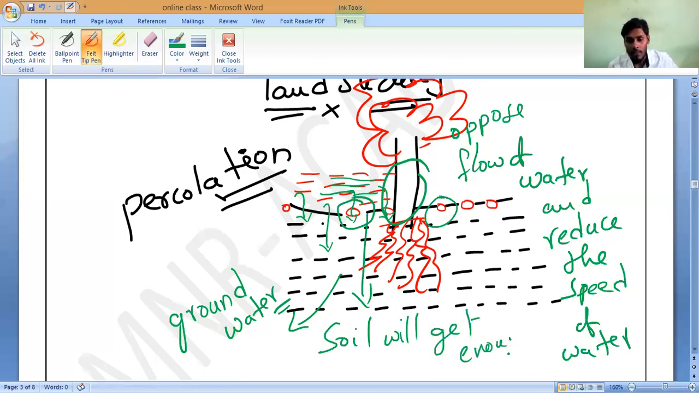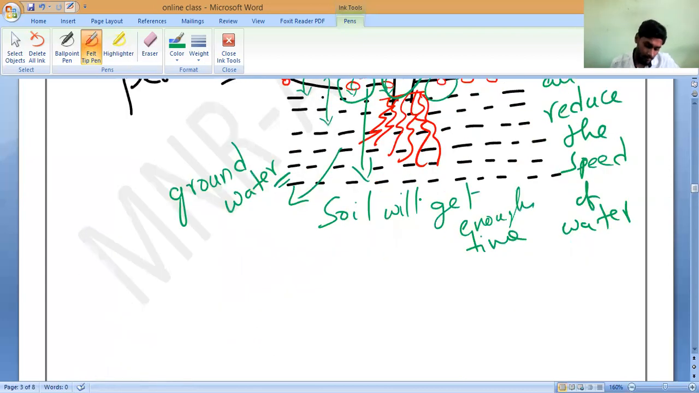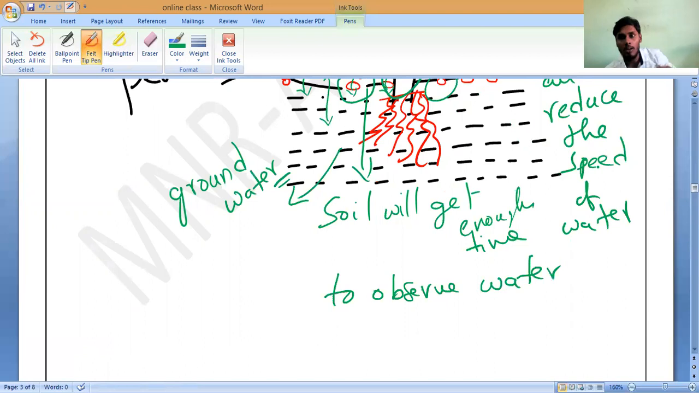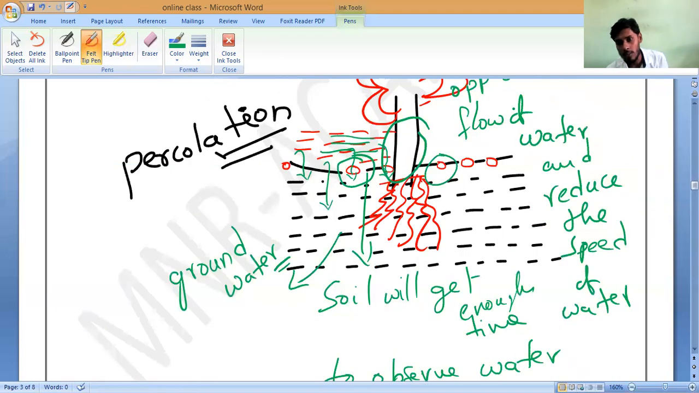So the soil will get enough time to absorb the water which is coming. And also you may see that plants can also absorb some water. Is it true or not? Plants also will, sir, and the soil also will absorb. If this plant is not there, this is called soil.